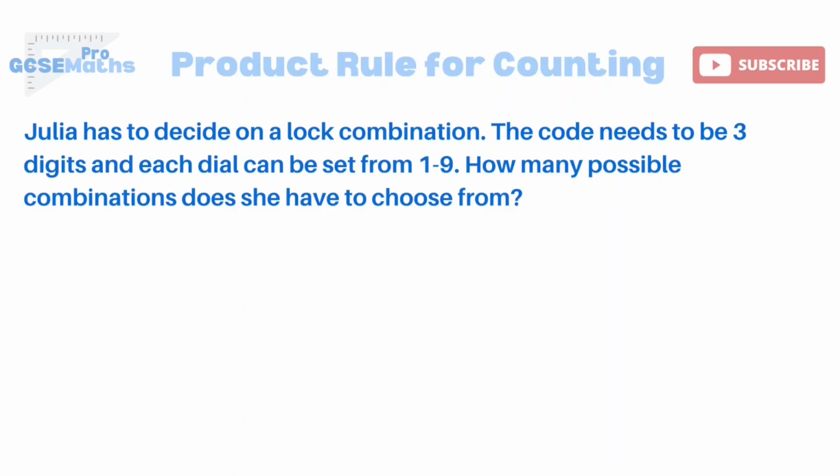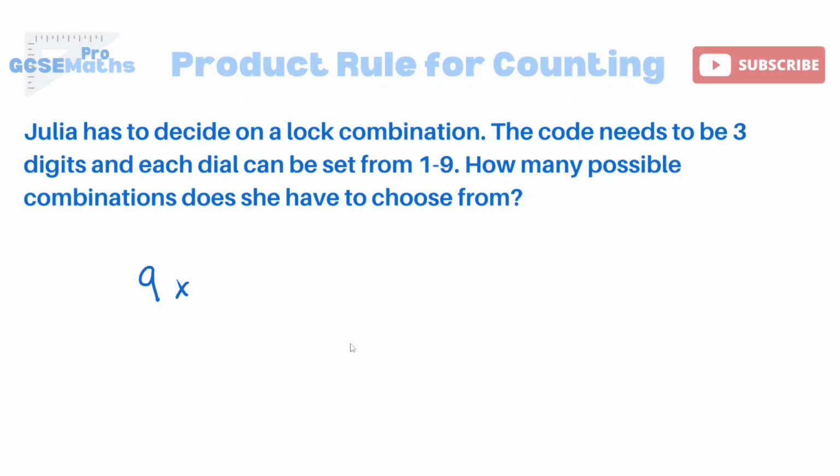So, Julia has to decide on a lock combination. The code needs to be 3 digits, and each dial can be set from 1 to 9. How many possible combinations does she have to choose from? Okay, well, I like to look at the lock one. Imagine a lock in your head with the 3 different dials. When I choose the number for the first dial, how many options do I have to choose from? Well, from 1 to 9, that's 9 options, isn't it?